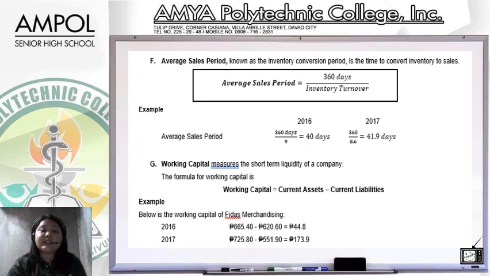For average sales period, this is known as the inventory conversion period. It is the time to convert inventory to sales. The formula for this is average sales period is equal to 360 days over inventory turnover. And for the last one, we have the working capital. This measures the short-term liquidity of a company. The formula for working capital is equal to current assets minus current liabilities. So we have here the example.